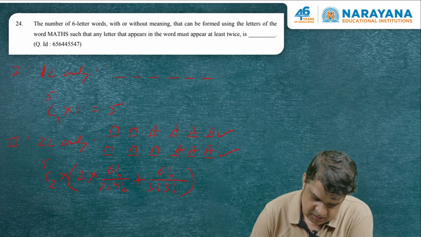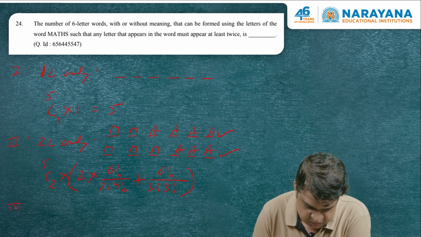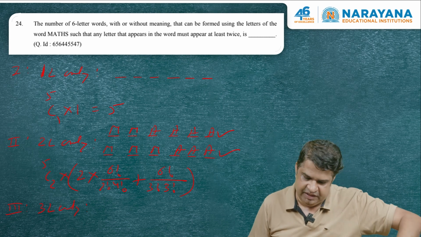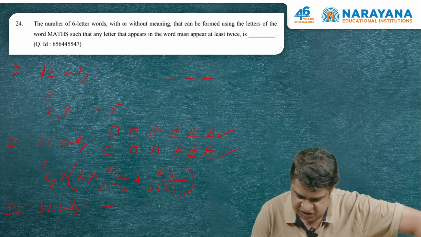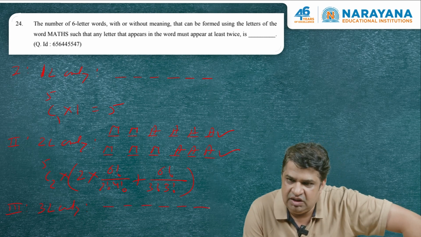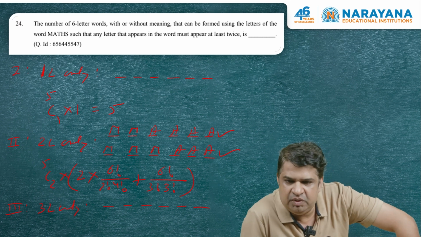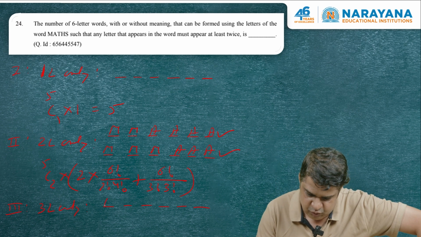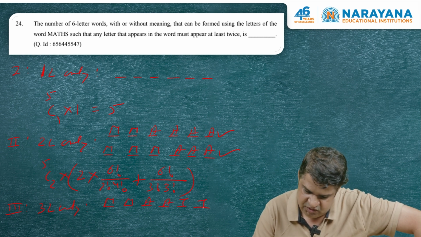Got it? Now, third case, 3 letters only, means out of 5 we are using any 3 letters. Now, we have 6 places, we are using 3 letters and each letter is supposed to appear at least twice. So, there is only one possibility, every letter is supposed to be used 2 times: M 2 times, A 2 times, T 2 times.